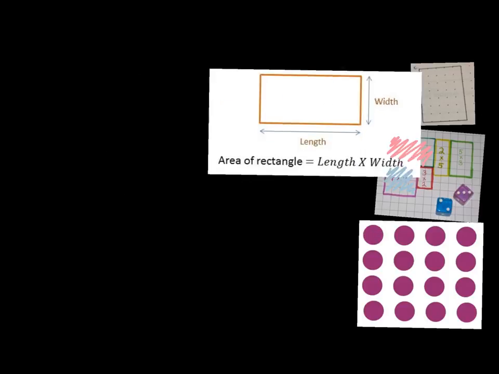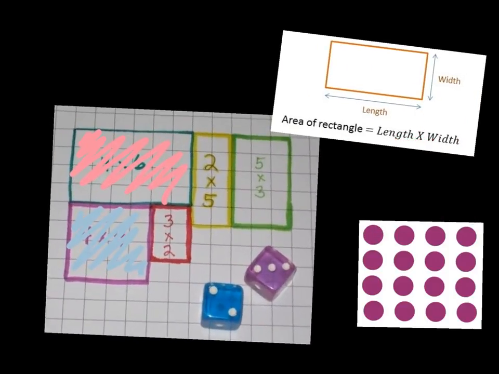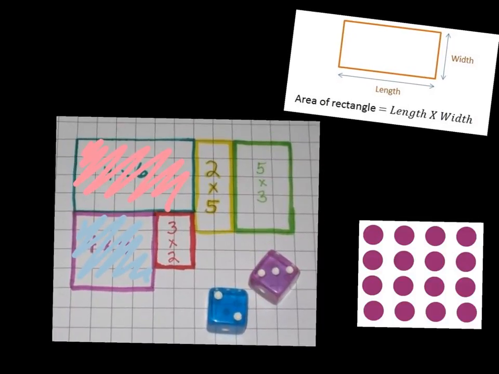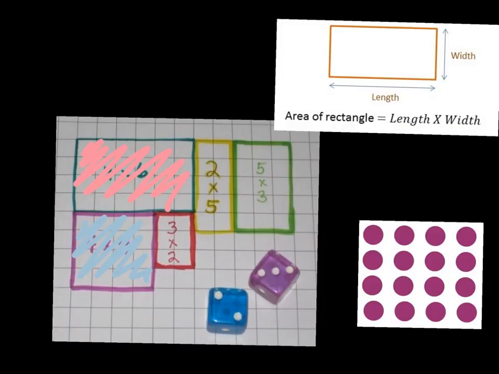So if we look at this over here, we can see that the length is 1, 2, 3 blocks long. So we could write the length as 3. Oh, that's not a very good color. Let's try this one. That's better. And we could write the width, just like up here, the width as 1, 2, 3, 4, 5. So we could write the width as 5.